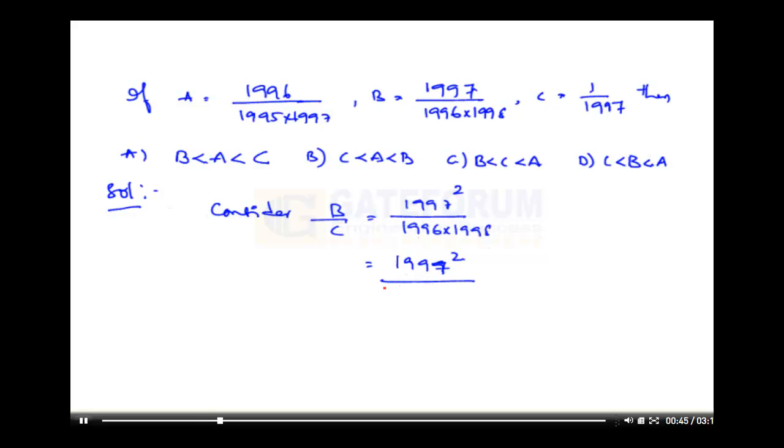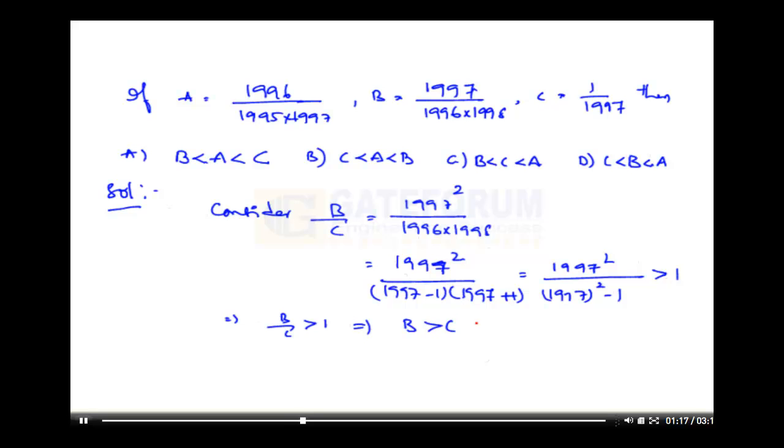In the next step we can write 1997 whole square by 1996 as 1997 minus 1 and 1997 plus 1. So we can write it as 1997 whole square by, this is in the form of a plus b and a minus b, 1997 whole square minus 1. If you compare the numerator and denominator, the numerator is greater than the denominator, so we get greater than 1 here. This implies b by c is greater than 1, nothing but b is greater than c. Make this equation number 1.